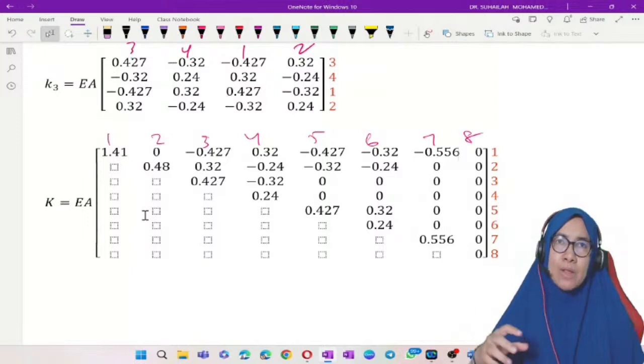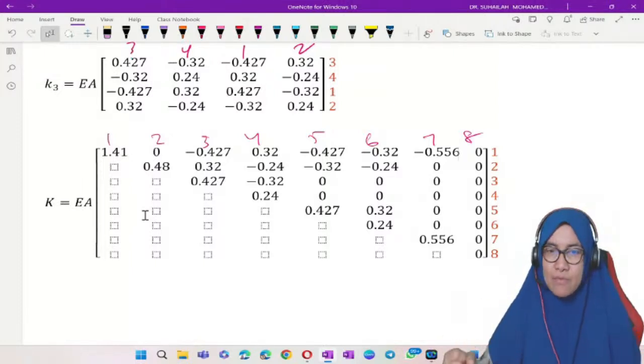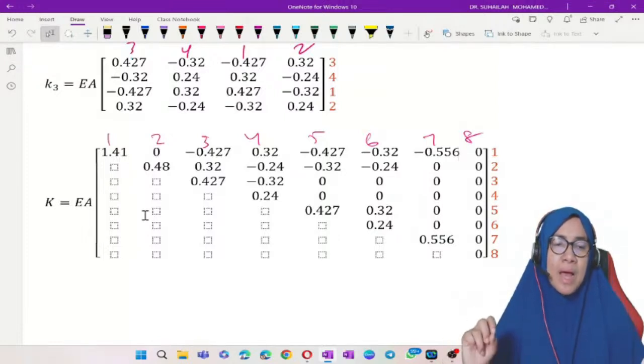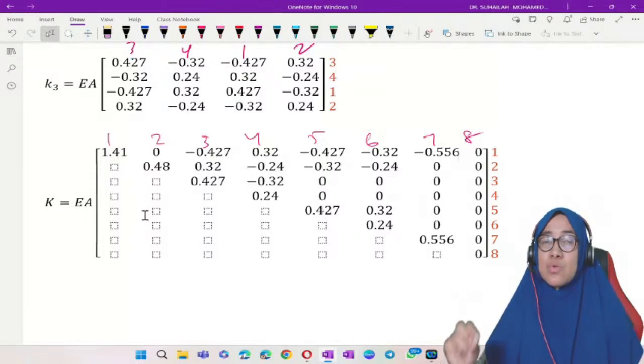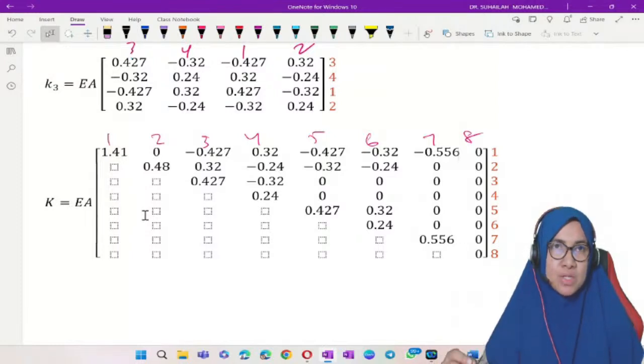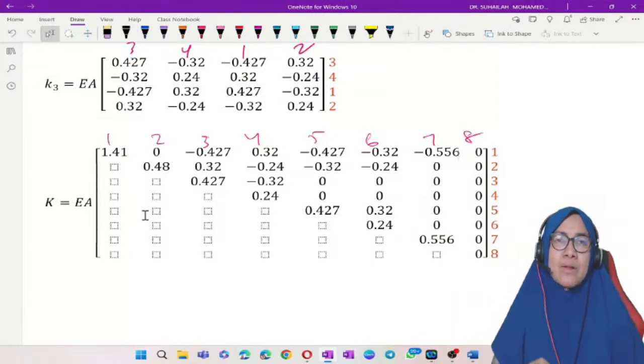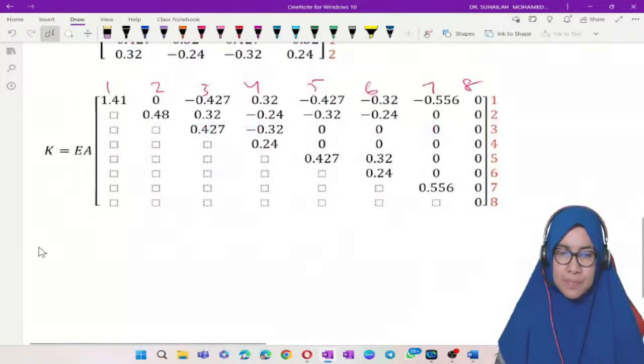Back to the diagram, unconstrained and constrained. In the unconstrained system, we have only 2 degrees of freedom. That means we write the stiffness equation, or the force-displacement equation, by considering only the unconstrained degrees of freedom.